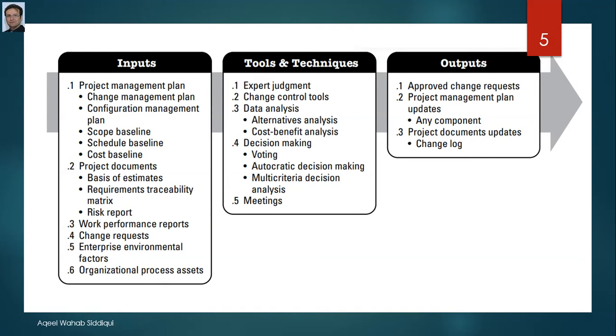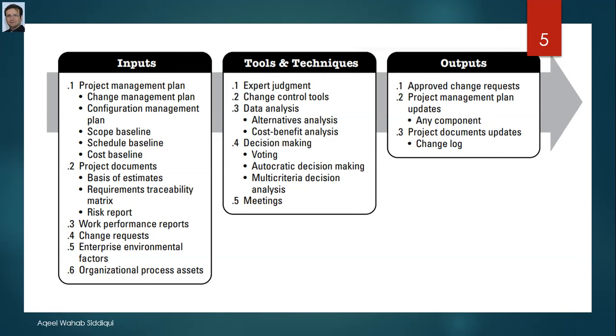What is a requirement traceability matrix? It is a correlation between the requirements and the project objectives given in a project charter. And obviously you need any kind of risk report. You need work performance reports like earned value management and different reporting, along with any change requests. Enterprise environmental factors and organizational process assets are the common inputs in all processes of project management. In this process you are managing changes, so the change request is a mandatory document as far as inputs are concerned.